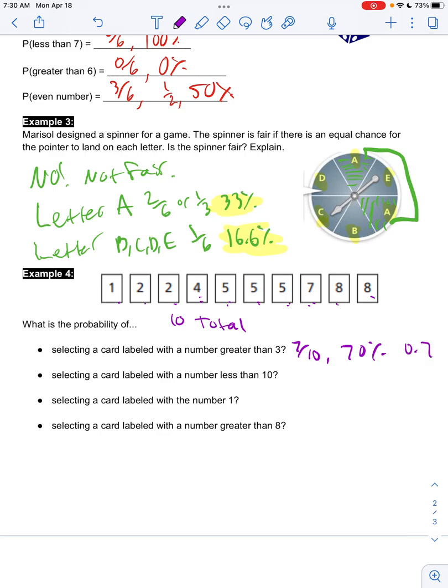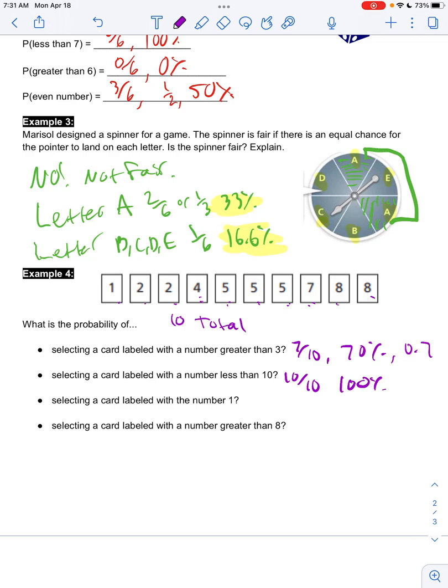0.7. Again, all correct ways to describe probability. Selecting a card with a number less than 10. If I look at all of these numbers, all of them are less than 10. So that gives me a 10 out of 10 chance, or 100%.